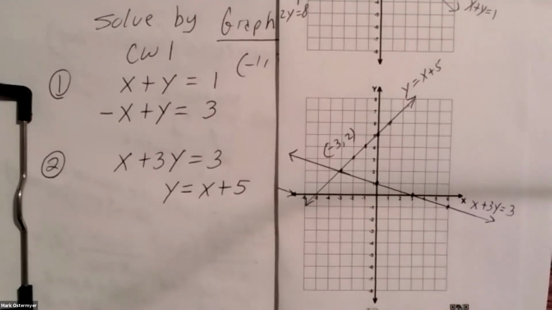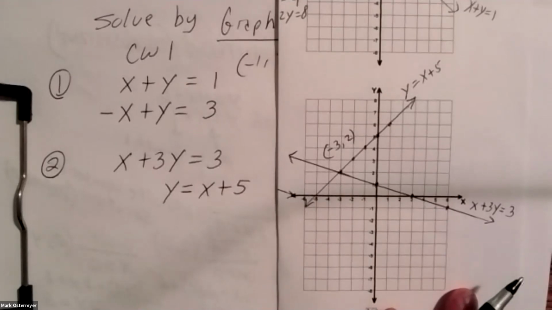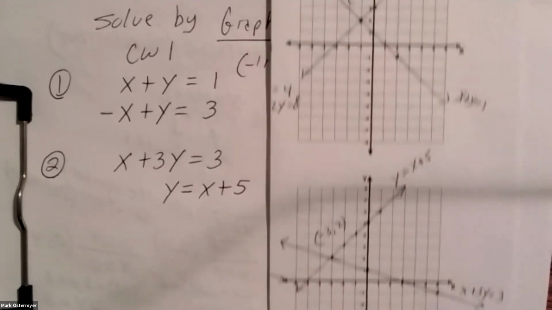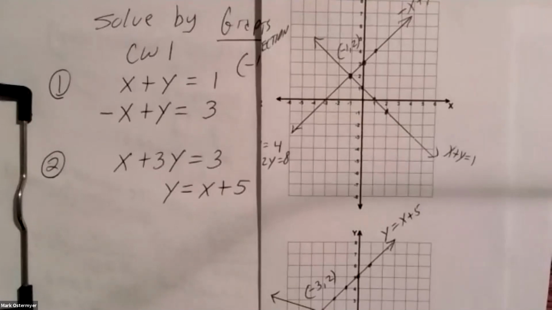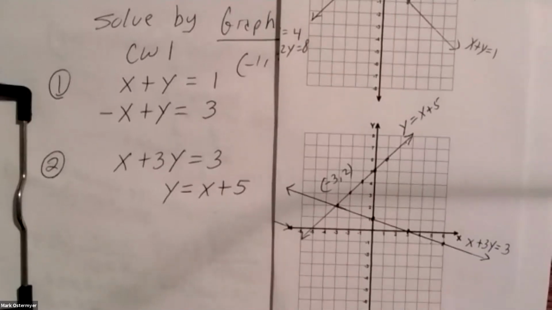All right, and again, I don't really care how you graph these lines. Whether you want to generate some ordered pairs by using a table, find the x and or y intercepts, or you can put the equation in slope intercept form and graph it that way. I'll leave that up to you, but the bottom line is we got to be able to graph these things correctly in order to determine the solutions to these systems. Okay. All right, (-1, 2) and (-3, 2). Okay, ladies and gentlemen, that will be classwork number one.